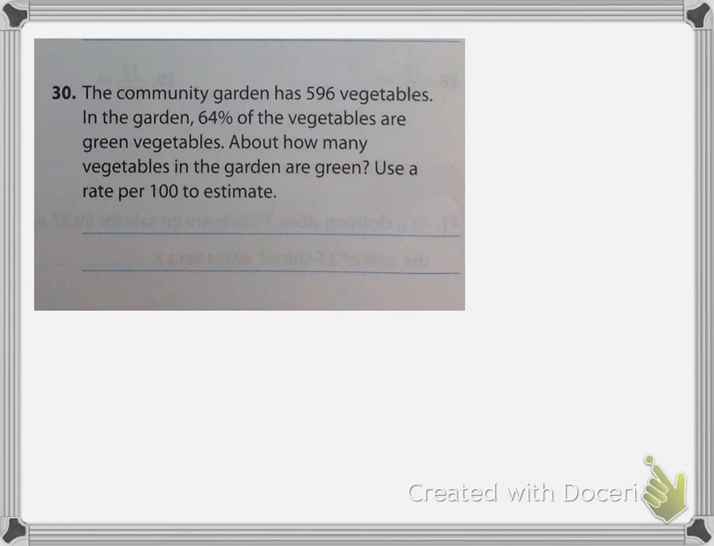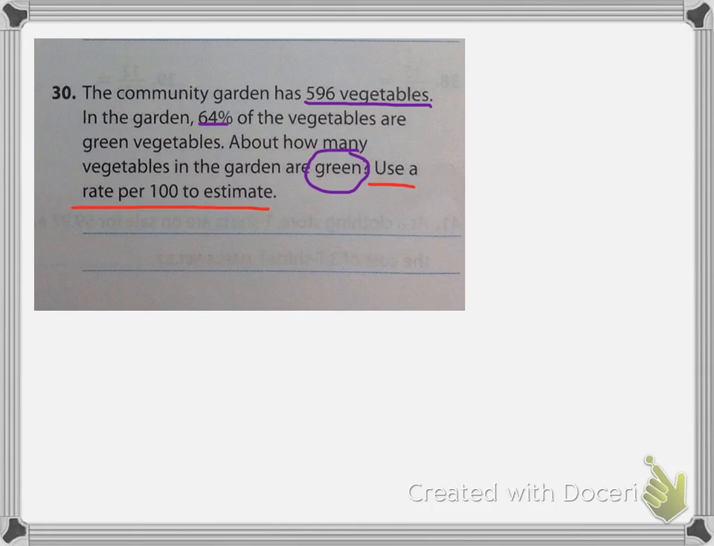All right, so now what we're going to be looking at is problem number 30. So in problem number 30, it says the community garden has 596 vegetables. In the garden, 64% of the vegetables are green vegetables. About how many vegetables in the garden are green? So I'm going to circle green here too. And then the most important thing that it says in this problem is use rate per 100 to estimate.